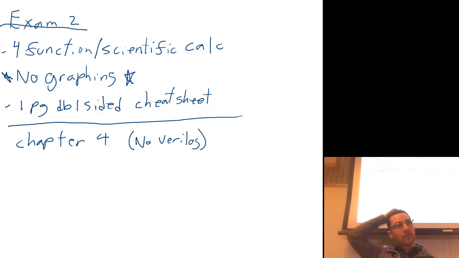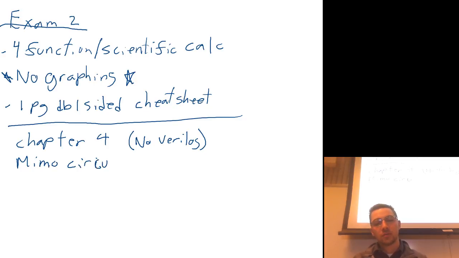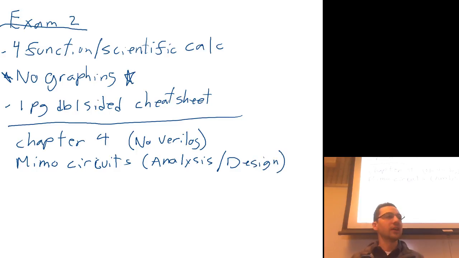No Verilog stuff. We haven't talked about that at all. That's hardware description language stuff that we're not doing. So if you're going through chapter 4 and you start to see code, that's not on the exam. It's just chapter 4. Specifically, MIMO circuits, both analysis and design. So I get to give you a circuit with multiple inputs and outputs, and you tell me what the heck it does, or I tell you what I want a circuit to do, and you design a circuit.